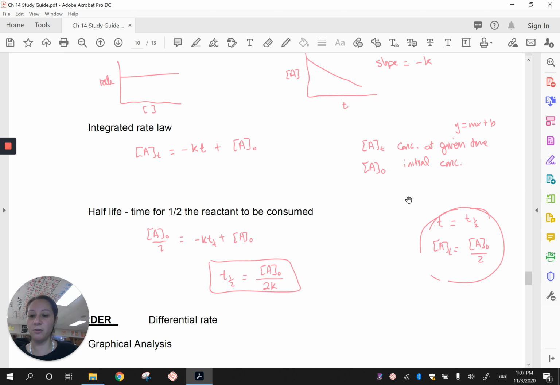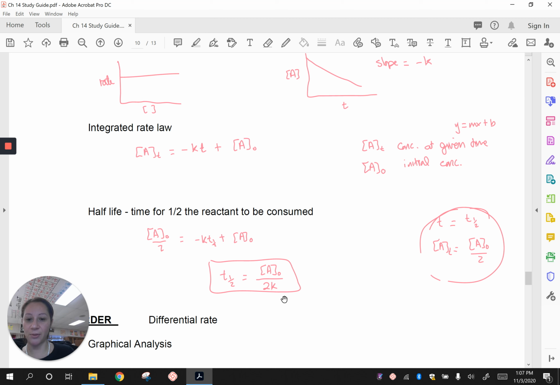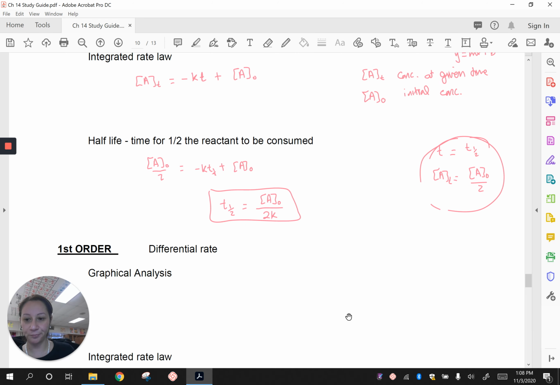Just a little note here, on the AP exam on the green sheet, they only list the half-life equation for first order, not for 0 or second. And so on the AP exam and on my tests, I will only ask about the half-life for first order. But on the worksheets and in our notes, I'm going to give you all 3 of them just so that you have that for college.